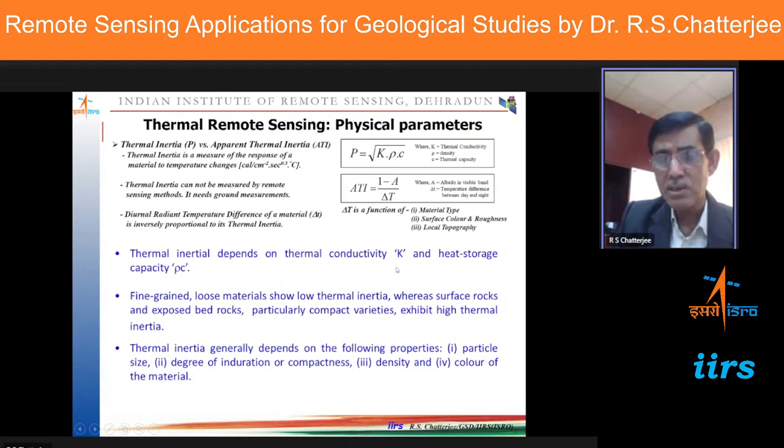Also, another important thing is the albedo or reflectance, so the color of the object. If the color of the material is black or white, if it is white, it will reflect. So the energy to raise or change the temperature of the object will be less. So these are the things you can characterize using thermal inertia.